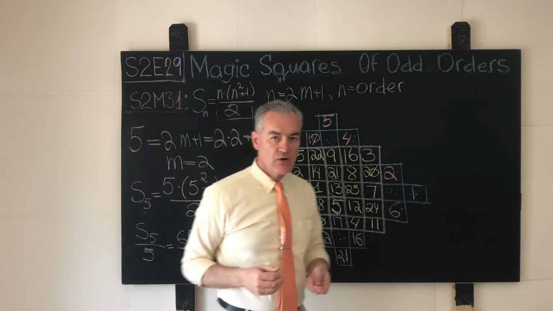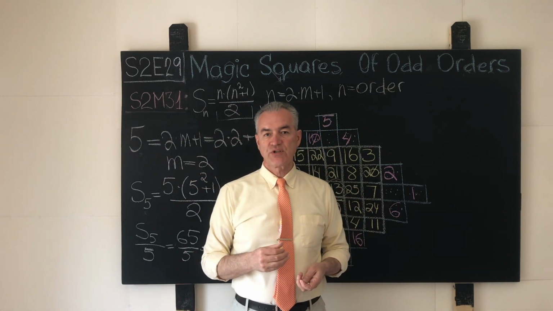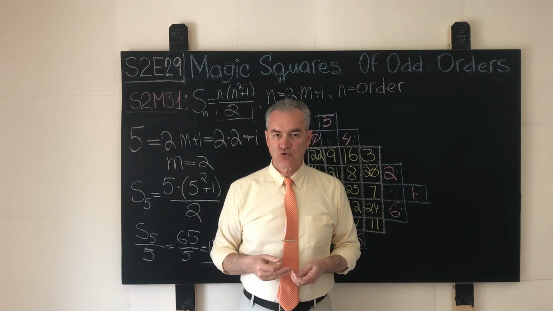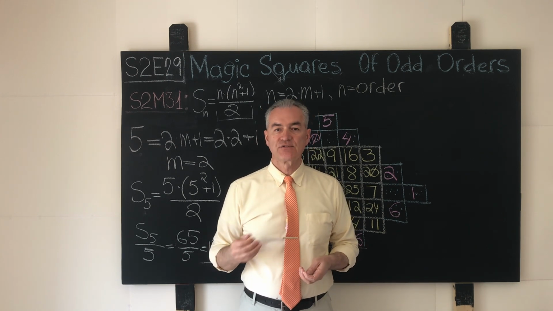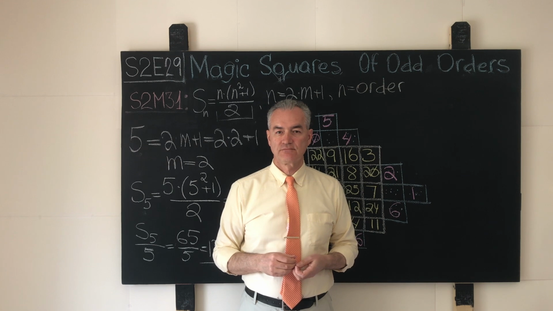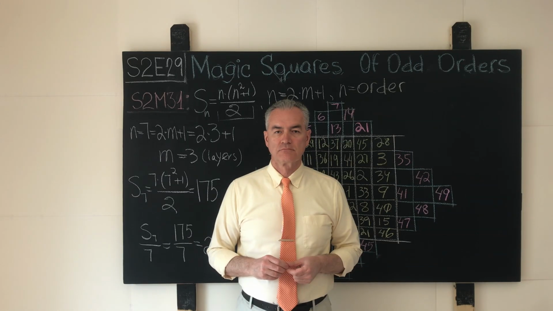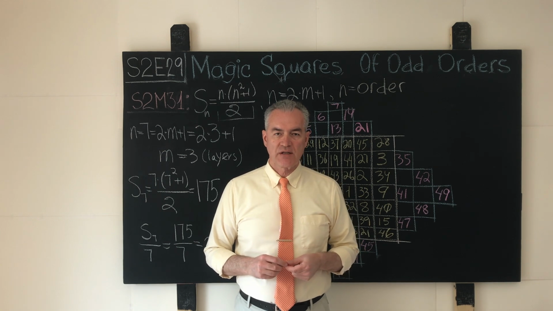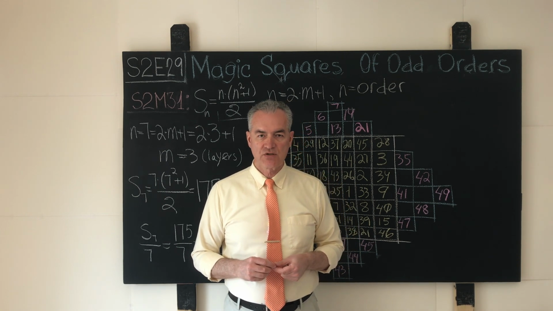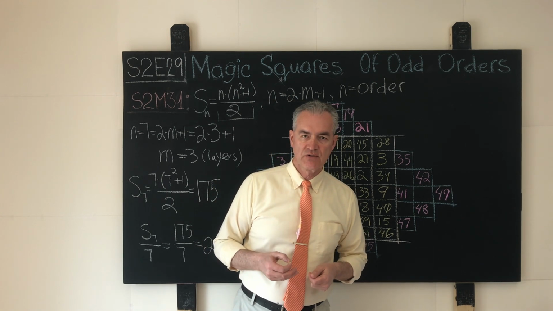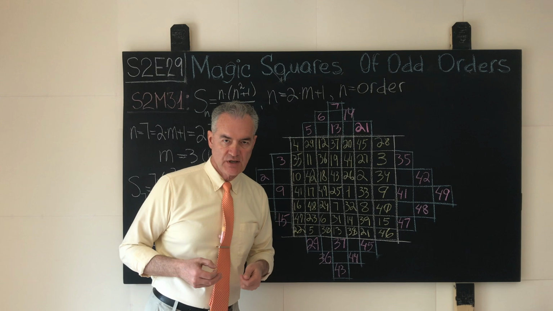Now that we understand how the Bachet algorithm works when it's applied to a 5 by 5 square, let us apply that algorithm to a 7 by 7 square. In this segment, we will apply the Bachet algorithm to a magic square that is 7 by 7 in size, and we will do it in an even more expedient fashion as follows.